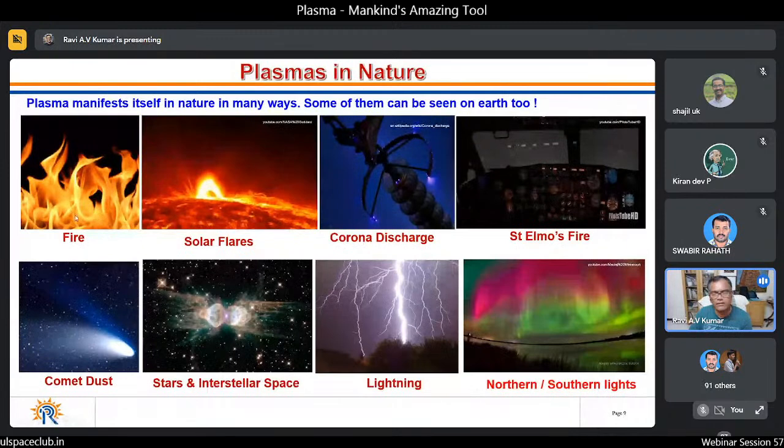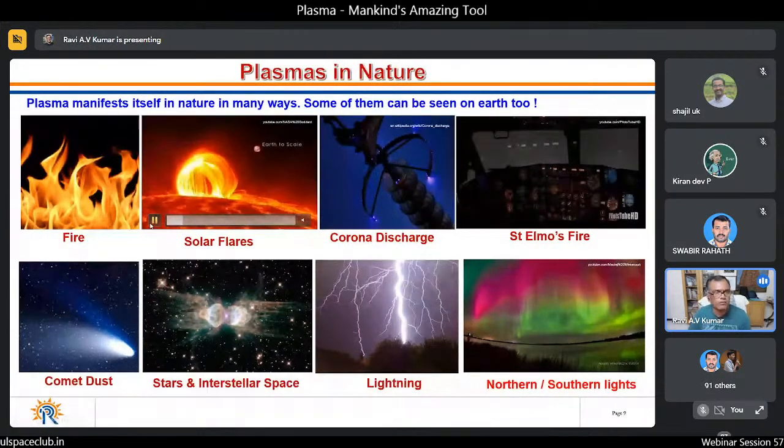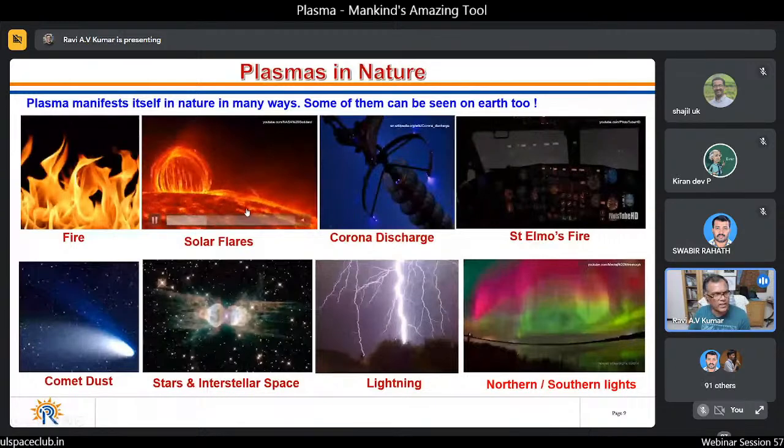So as I said, fire is one of the most fundamental and simple plasma that you can create. Solar flares. We all have heard of it, probably seen it through images like this. Some of you would have also observed it through a telescope. So this sun is nothing but a huge ball of plasma, massive ball of plasma.